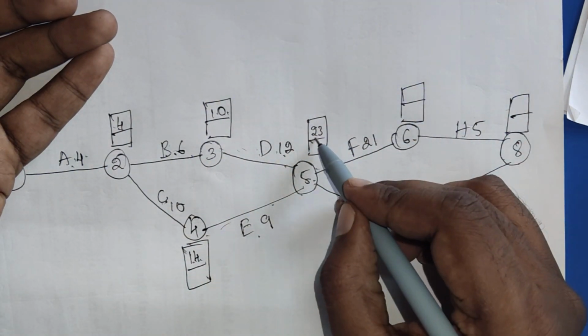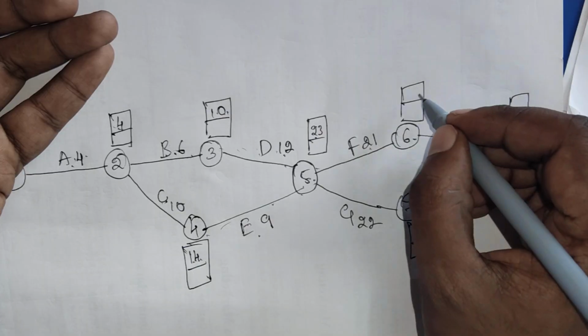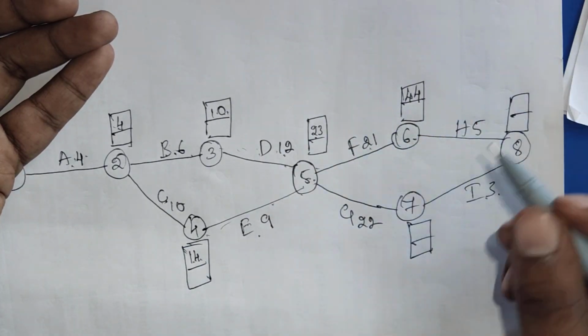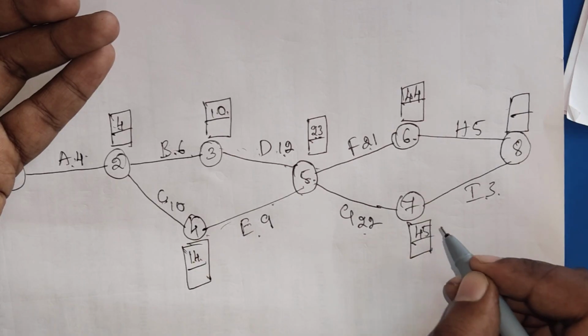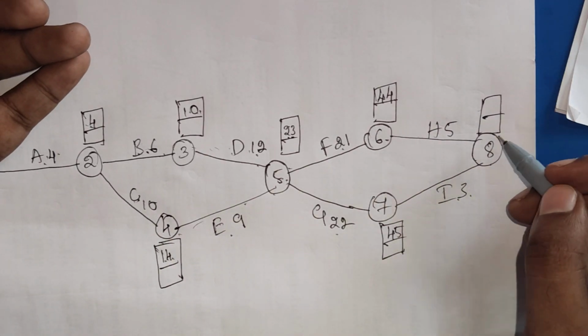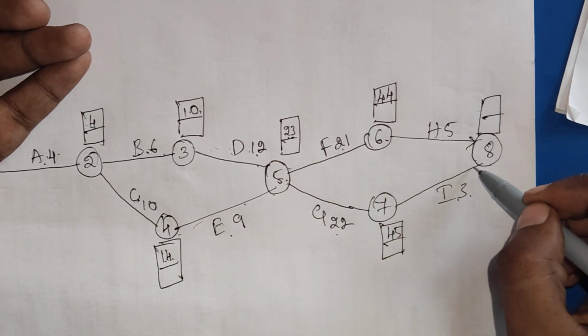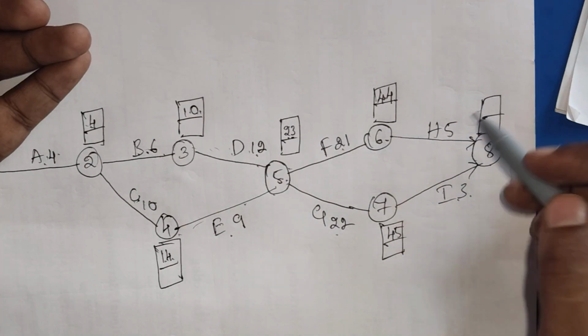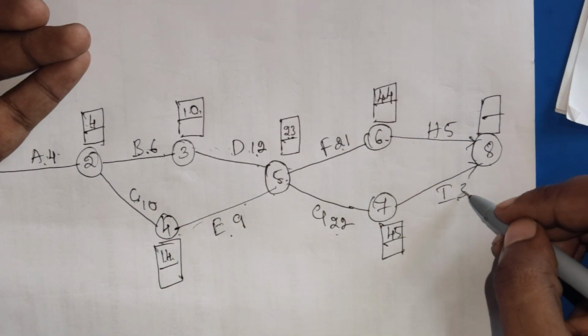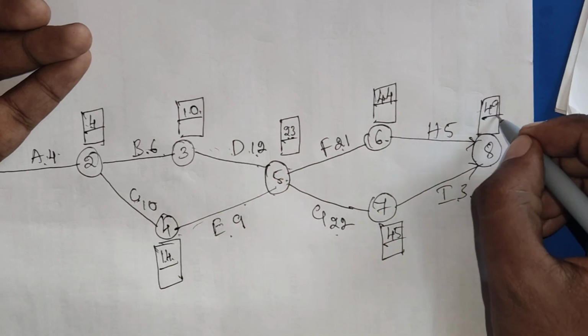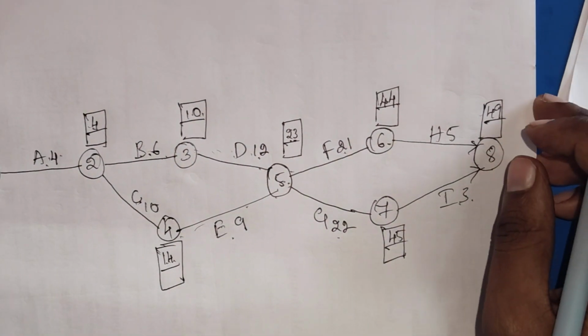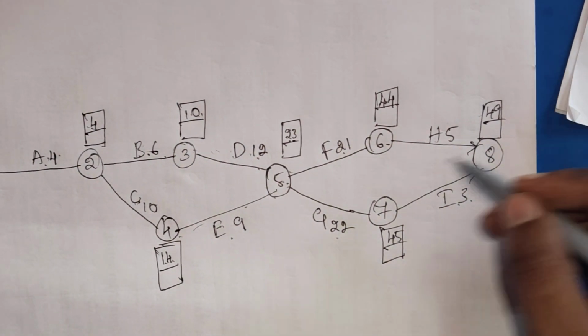Clear? And the next, 23 plus 21 becomes 44, and then 23 plus 22 becomes 45. At the end of that problem, the 8th one, we get two activities. One is 44 plus 5, 49, and 45 plus 3, 48. Which is high? It's 49. Forward pass is done. Next we need to do the backward pass.